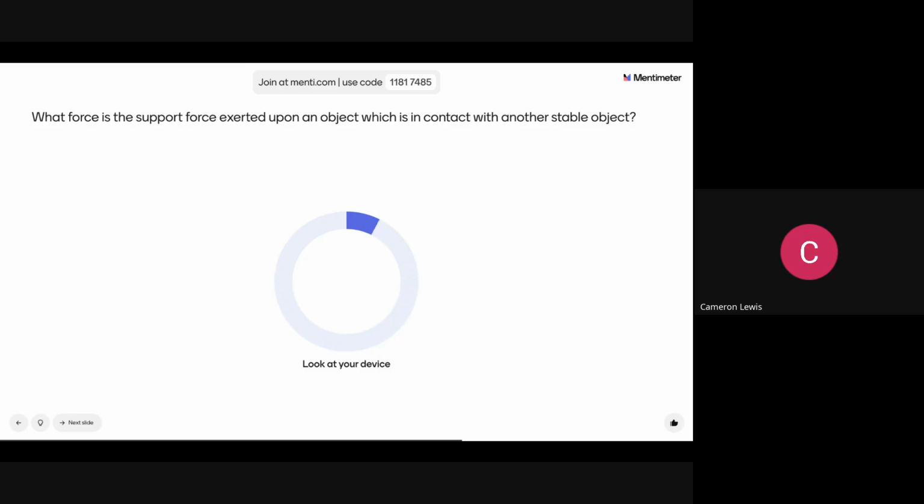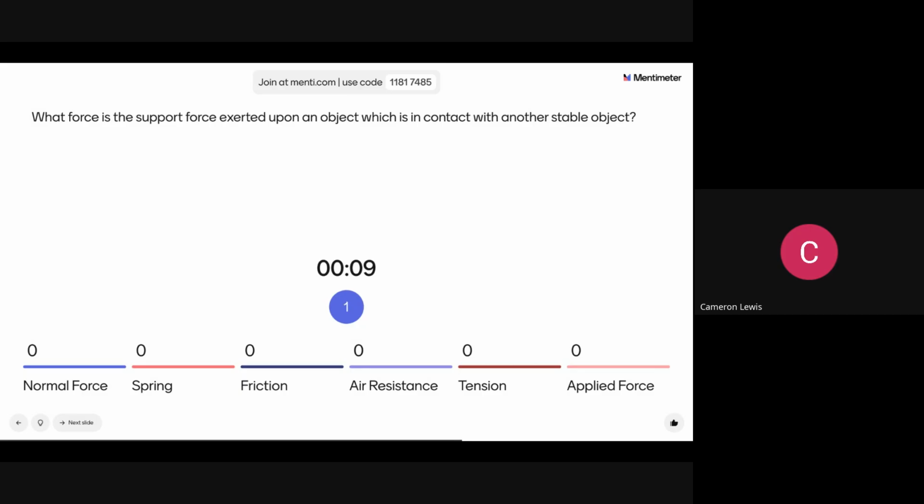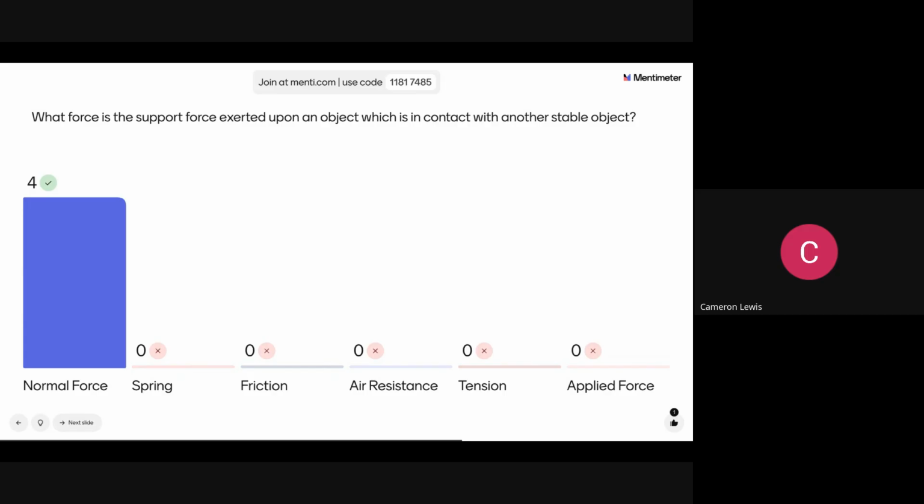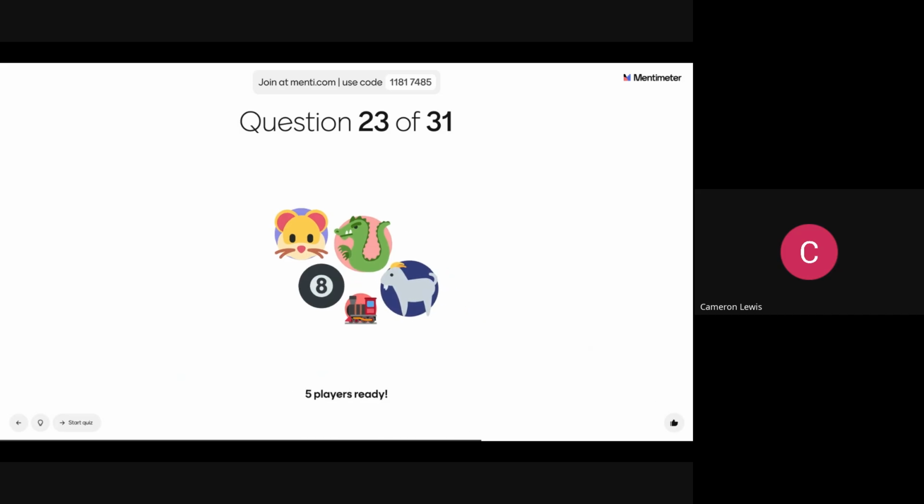And here's a key word for this one, right? What force is the support force exerted upon an object when it is in contact with another stable object? Think about the word support, to support the object. Yes, good, 100%. Normal force. Normal force is what supports the object as it's sitting on a counter or a table or on the ground, so it doesn't just fly off into space.